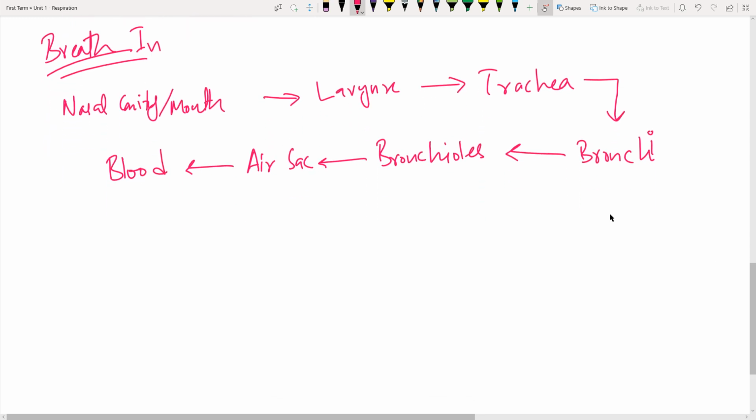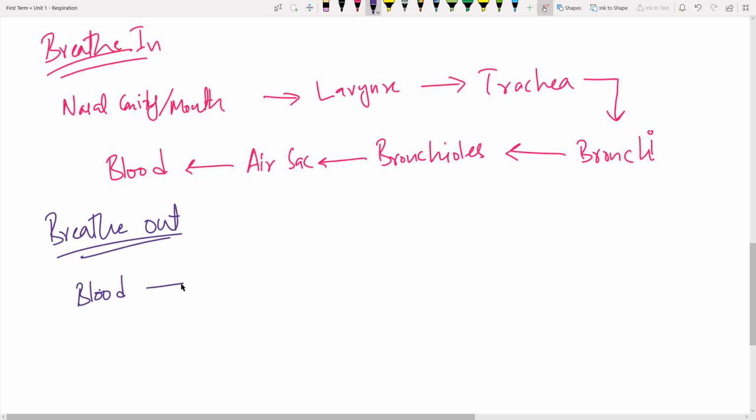Now I will also highlight the chain of events for breathe out, right? So when we are breathing out, I think I missed the E for breathe. Okay. So when we breathe out, the carbon dioxide comes from blood into the air sacs, right? It's the same order but in reverse.